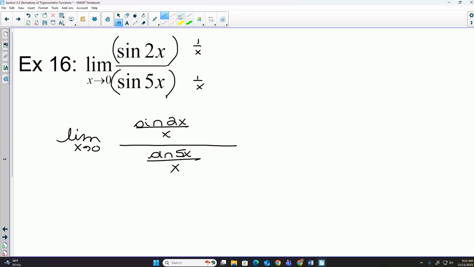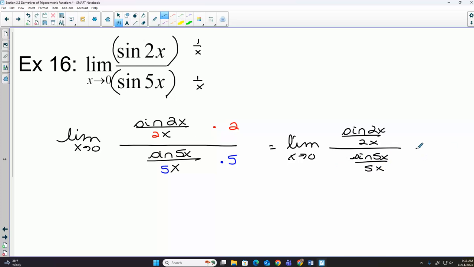This is written a little bit differently, but we can still get it. I know this needs to have a 2x on the bottom. So we would have to be multiplying by a 2. This one I need a 5 on the bottom, so to cancel that I would have to multiply by 5. Another way of writing that, sine 2x over 2x over a sine 5x over 5x times 2.